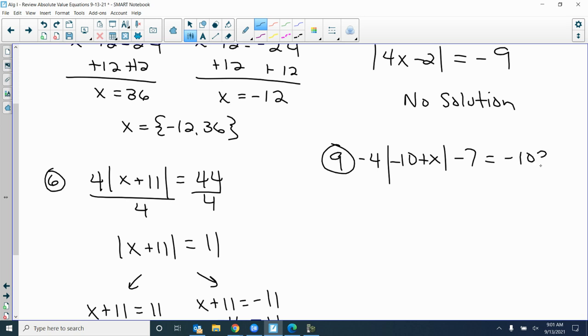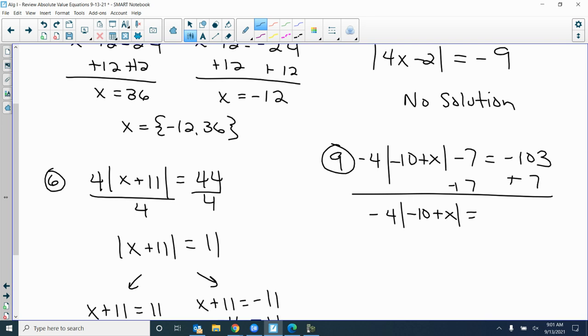-103. Okay, now right here, you cannot say no solution. Is the absolute value by itself? No, you got to get the absolute value by itself before we figure out whether we keep going. We have a number that we're adding or subtracting and a number in front multiplying. Do the adding or subtracting part first, which means we need to move the 7. So I add 7. That gives me -4 absolute value of -10 plus x equals -103 plus 7.